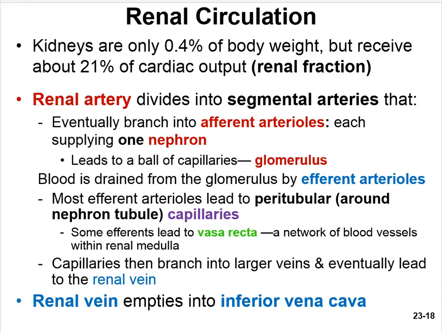Blood then will be drained out of the glomerulus by the efferent arteriole, and that'll branch into bigger and bigger arterioles. It'll lead to the peritubular capillaries, and we'll see how the peritubular capillaries surround the nephron tubule. A nephron is a filtering unit of a kidney.